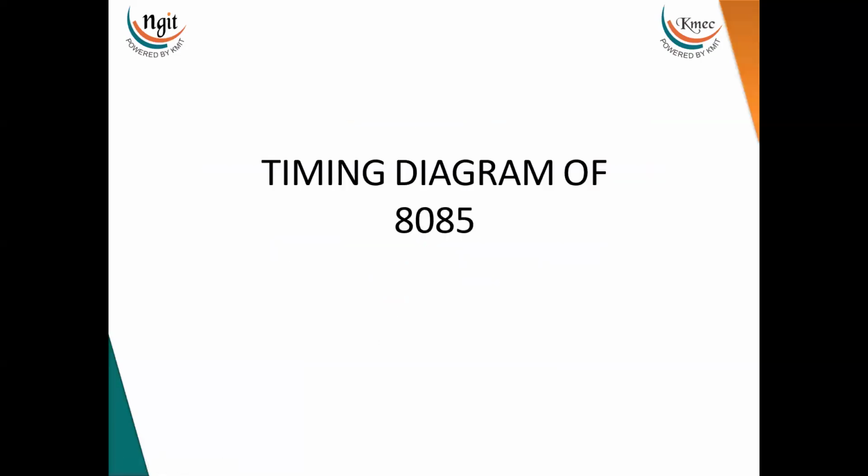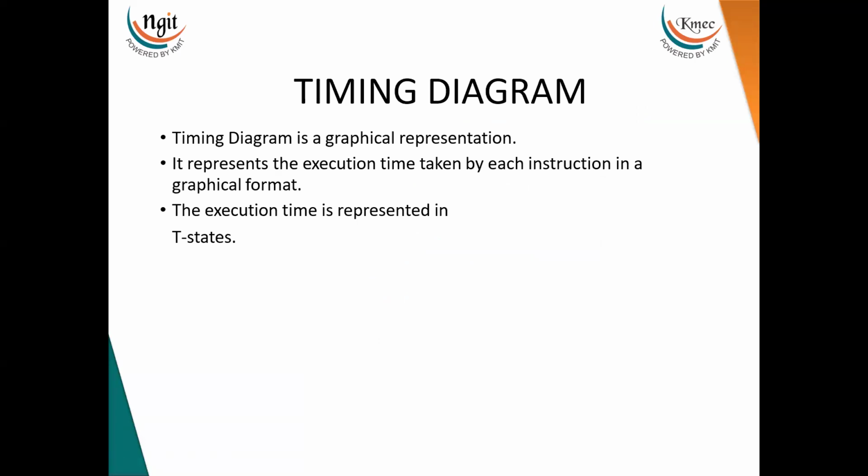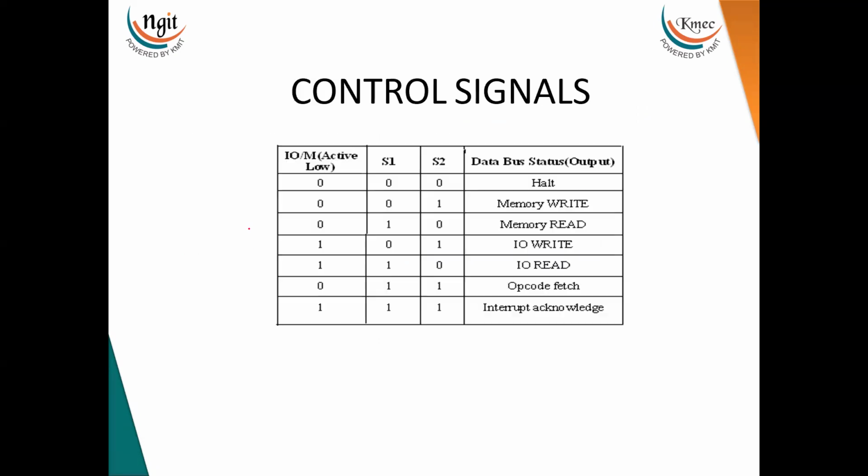Now in this lecture, we will study the timing diagram of 8085. Now what is a timing diagram? It represents the execution time taken by each instruction in graphical format. The execution time is represented in T states or clock pulses.